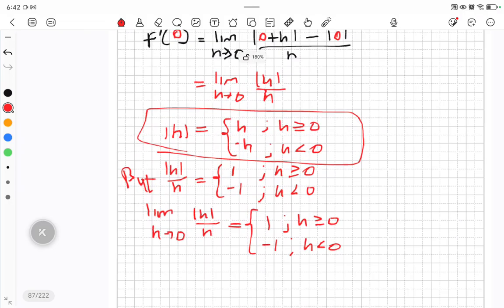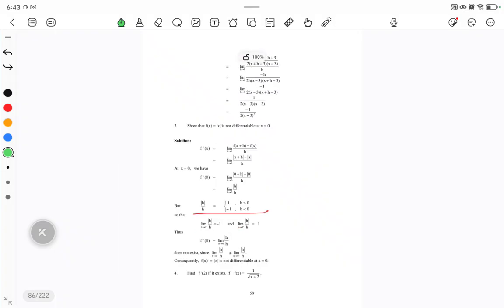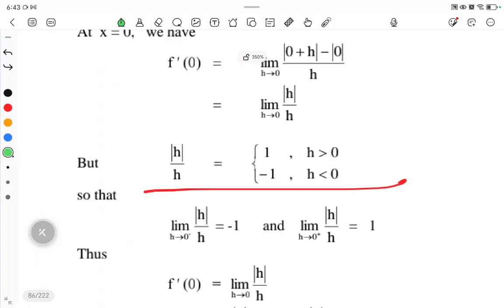So what does this mean? This will mean that the limit as h approaches 0 from the right of h over h will be equal to 1. And then this will mean that the limit as h approaches 0 from the left of minus h over h will be equal to minus 1. So that's what they meant there. They just interpreted that. So this will still mean the same thing.